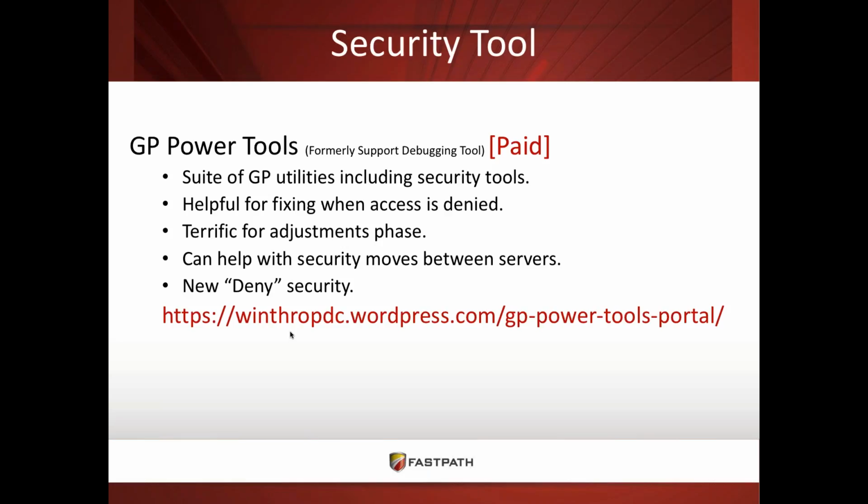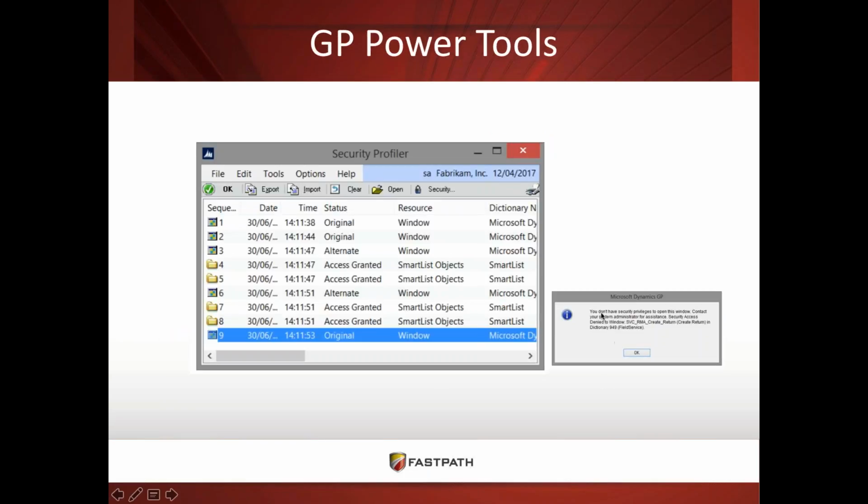The best tool we found for actually working with adjusting security and dealing with those kinds of requests is David Musgrave's GP Power Tools. This is a paid tool. It's a suite of utilities that includes security tools. The best part is when security is denied to a window, it will tell you security was denied to this window. It looks like this. You don't have security privileges to open this window. Security access denied to window. This is the actual window name that you can go and look up and add to a task. So this is the security object that could be added to a task. And this is the dictionary or the application.